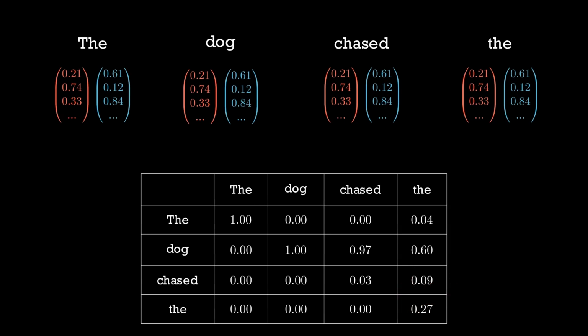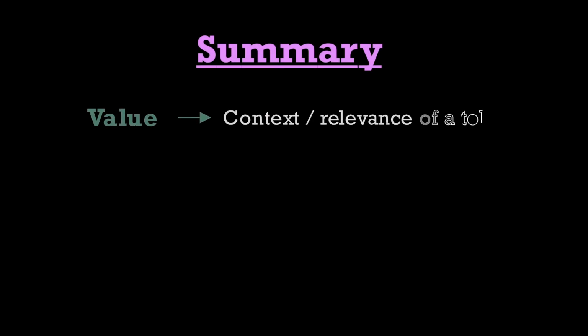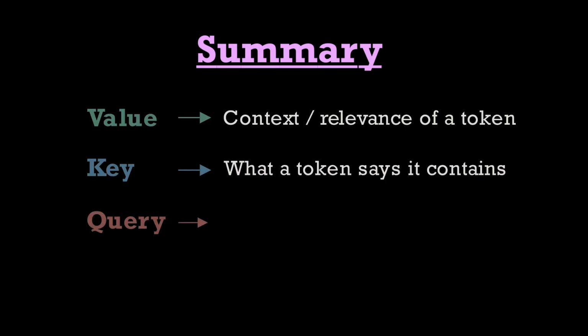This final table is used to blend the value vectors. Therefore, value vectors are the context of the word, and query and key vectors decide how much of that meaning the current word gets.